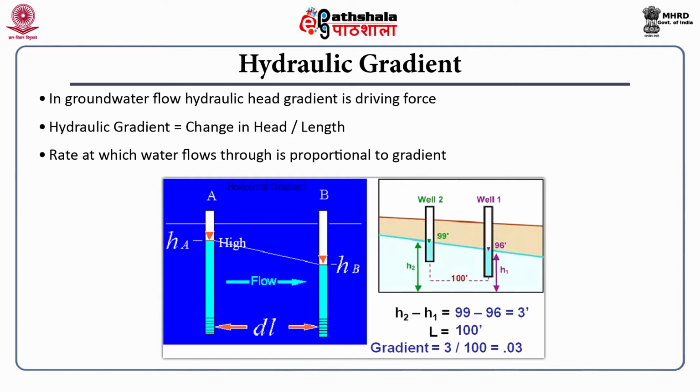The second picture shows some quantification of this hydraulic gradient, with well 1 and well 2, where 99 feet is the height of the water table at well 2 and 96 feet is at well 1. Groundwater is going to flow from the higher head to the lower head, and the distance between these two wells is 100 feet. So, we get the hydraulic gradient as 99 minus 96 divided by the total distance, that is 100 feet.